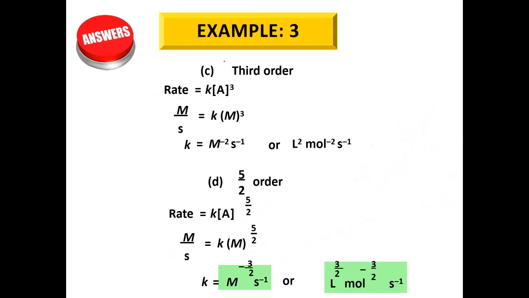Next, 3C is third order. The third order is 3 here. You can do the same flow as 3B. So the rate is M over S, and this one is K. The concentration A is in molar to the power of 3. Then finally you get this one and also this one. Next, for 5 over 2 order, you replace this with 5 over 2, then you will get finally this one and also this one.